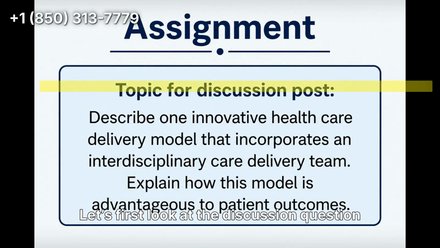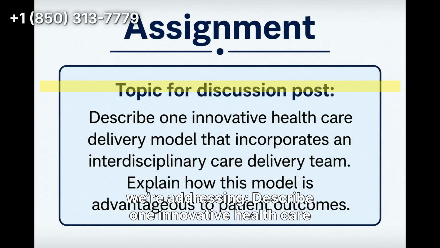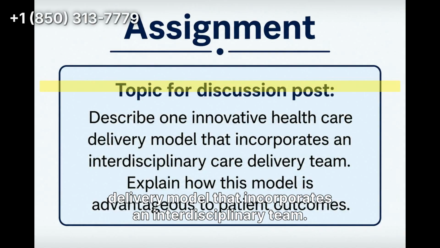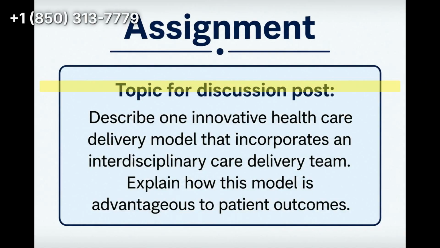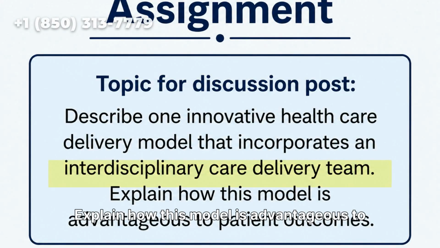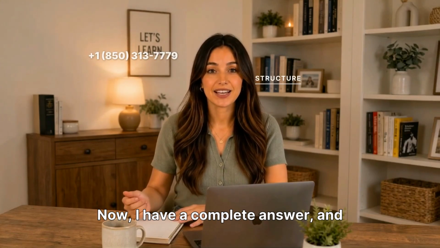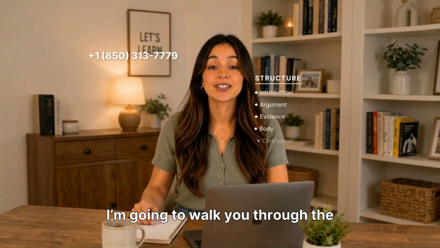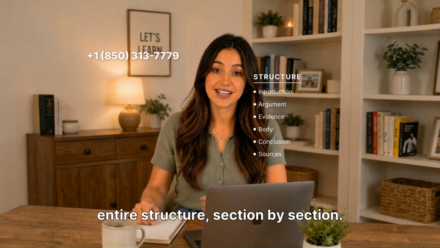Let's first look at the discussion question we're addressing. Describe one innovative healthcare delivery model that incorporates an interdisciplinary team. Explain how this model is advantageous to patient outcomes. This is the question I am going to answer today. Now, I have a complete answer, and I'm going to walk you through the entire structure, section by section.